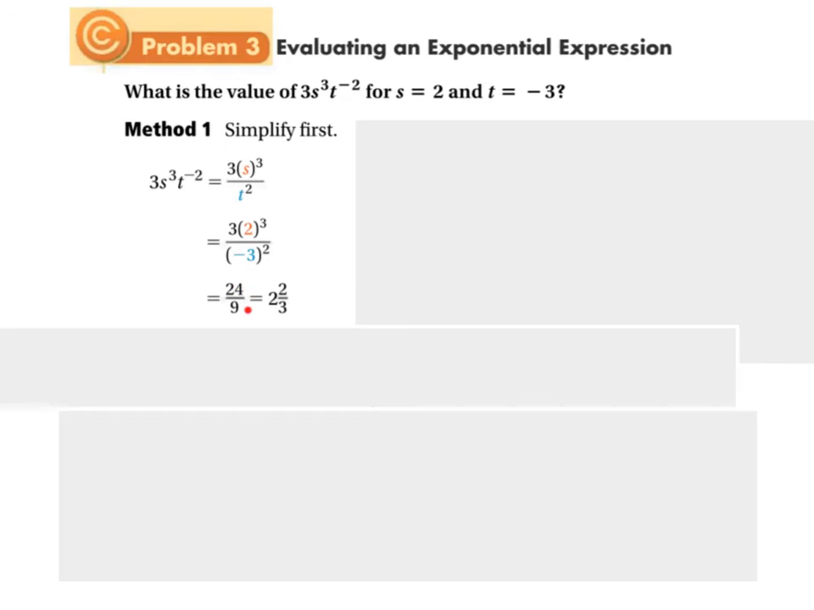This is a fine way to leave it for us. We'll accept it like that. Or if you turn it into a mixed number, 9 goes into 24 twice. That's 18. So you get 6 left over. And 6 over 9 simplifies to 2/3, so 2 and 2/3.